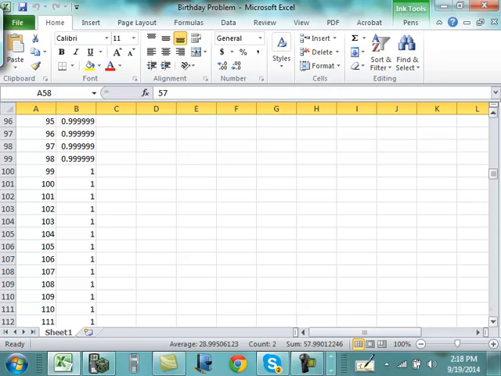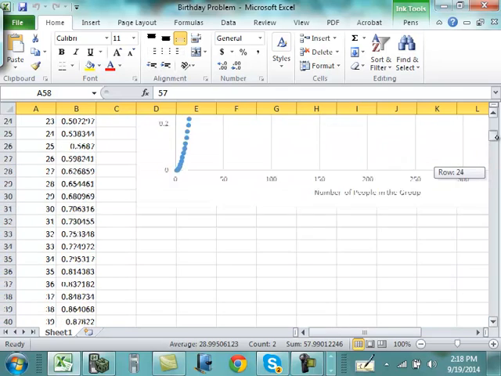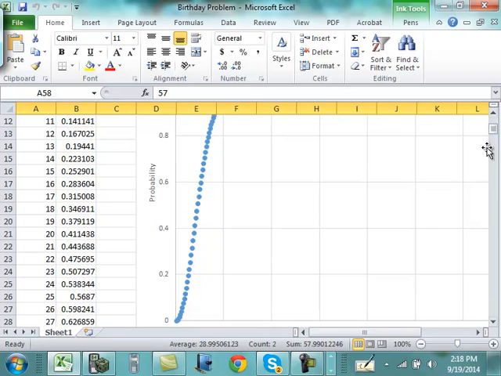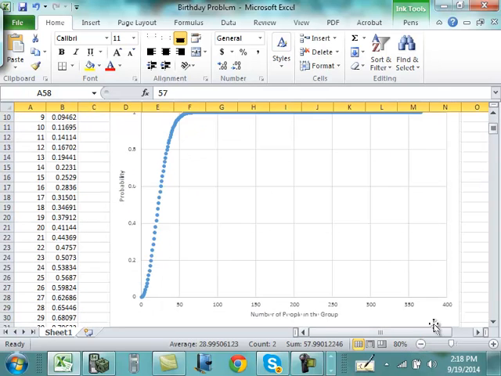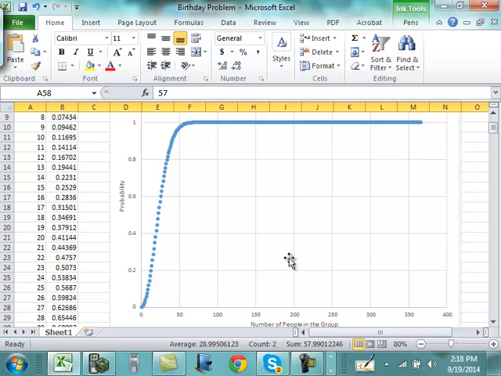And I created a scatter plot. Here's the scatter plot right here. Can't see it very well. But on the scatter plot, on the horizontal, I've got the number of people in the room. On the vertical is the probability. So you can see that the probability quickly shoots up. After about 50, it's pretty close, about a 95% chance of there being two people who share the same birthday. And then it levels off toward 1 after that.